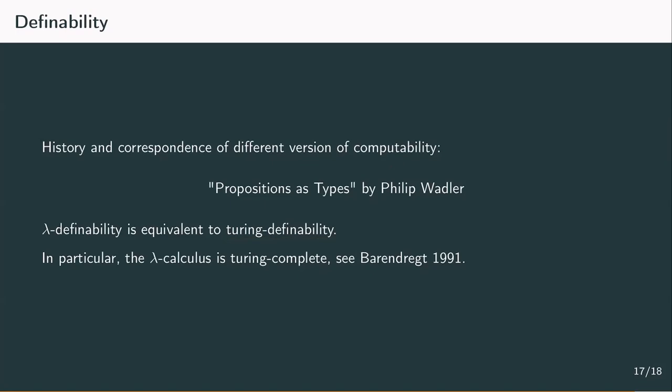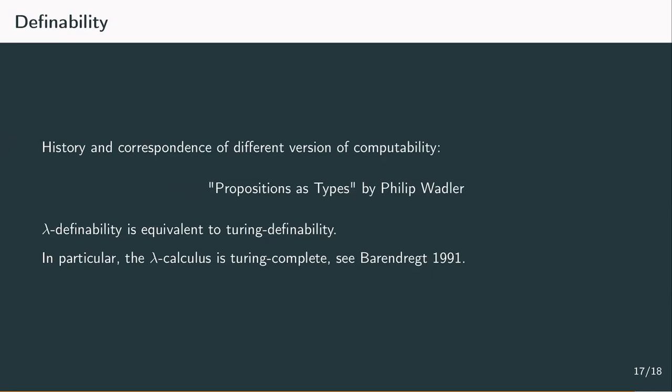If you want to learn more about the history and correspondence of different definitions of computability, we strongly recommend the lecture Propositions as Types by Philip Wadler. It's a brilliant talk about the, quote, hilarious subject of computability theory. And among other topics, it also provides an overview of the lambda calculus from a different angle than ours. It can be found on YouTube and it's freely accessible, so we're going to link it for you in the literature section as well as the corresponding paper.